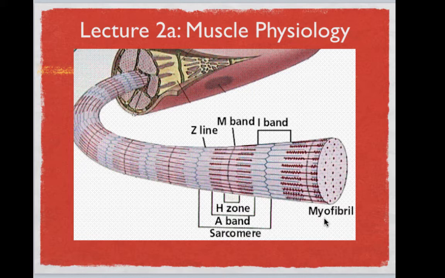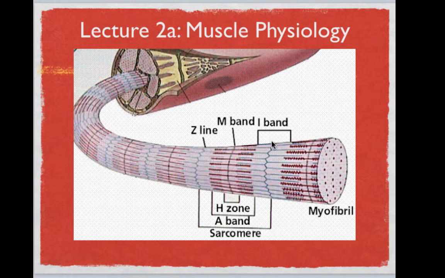Notice that the myofibril is stripy, so we can see that there are dark regions and light regions, and that they repeat in a really regular pattern. This patterning of the myofibril is what gives skeletal muscle its striated appearance under a microscope. When we look at the striations of a myofibril, we can see that there are light bands, which are known as I bands, and dark bands, which are known as A bands.